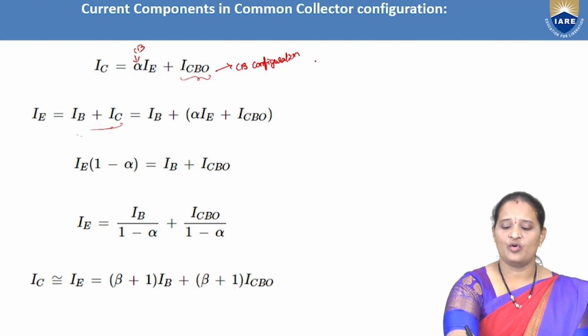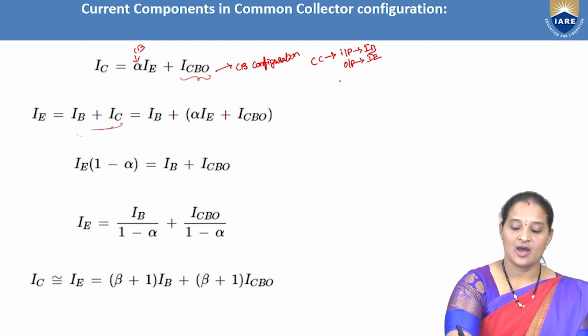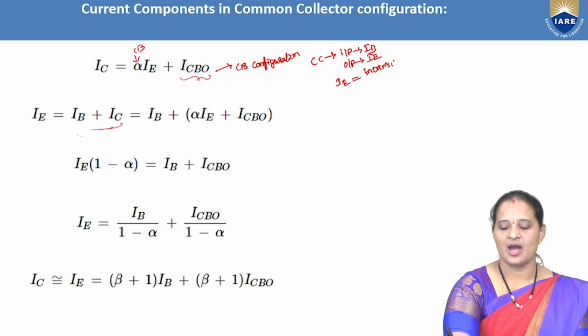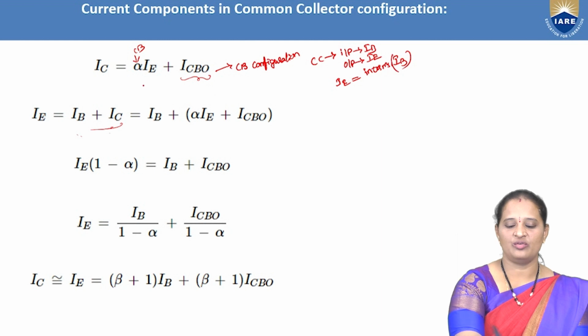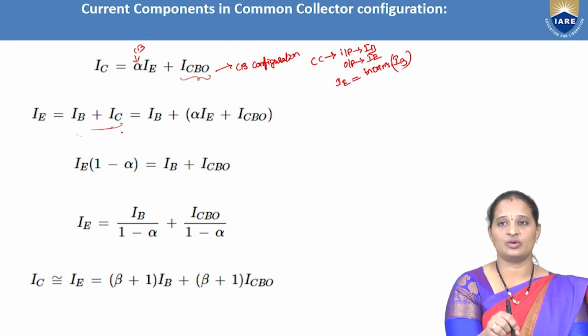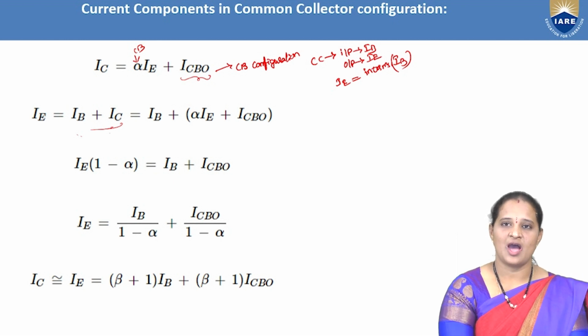Now in the common collector configuration, the input current is IB, whereas the output current is IE. That means I have to express IE in terms of IB. We have a relation between IC and IE, and a relation between all three currents. Now I want a relation between IE and IB.